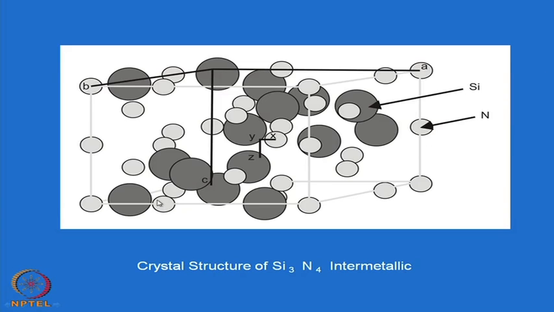This is a simple description of silicon and nitrogen. The white ones are nitrogen and the bigger ones are the silicon. Once again you can see the silicon, which is the metal ion, has a larger size than the nitrogen. This is more or less a cubic symmetry.